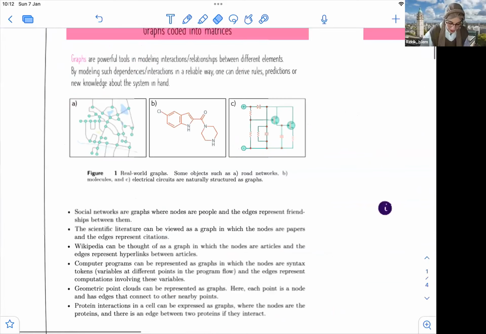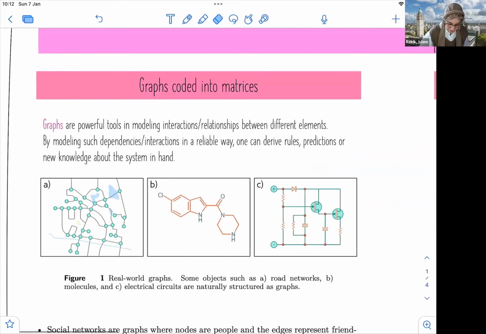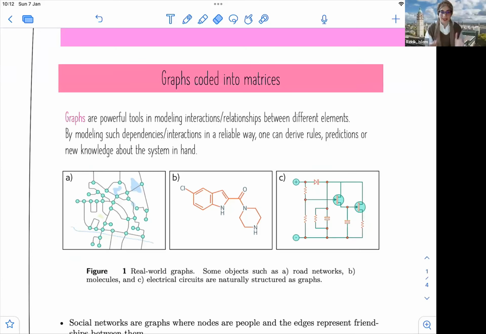So graphs are actually very powerful representations that we can use to encode data. So we code data into matrices. They are tools that we can use to model interactions or relationships between different elements of a system or of a particular data set or a particular environment. So by modeling such dependencies or interactions in a reliable way, and reliable way is a very important keyword, we can derive rules, we can do predictions, we can also discover new knowledge about the system that we are studying.